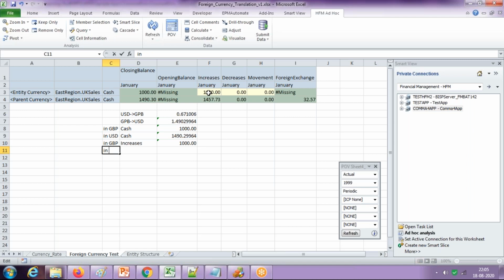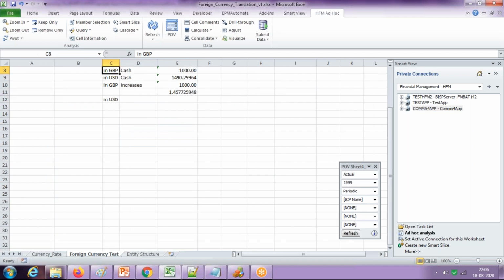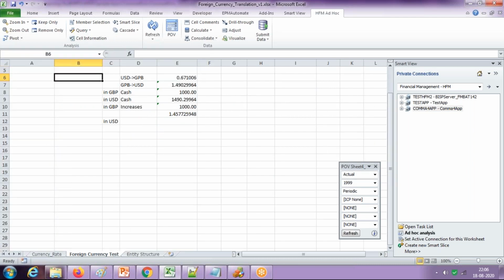And in USD, I'll take a currency exchange rate. So what is my currency exchange rate? Is this. Sorry, 1 divided by this. Right, so this is my rate. This is my average rate. This was my closing rate. And this is my average rate. Right. So average rate is this.